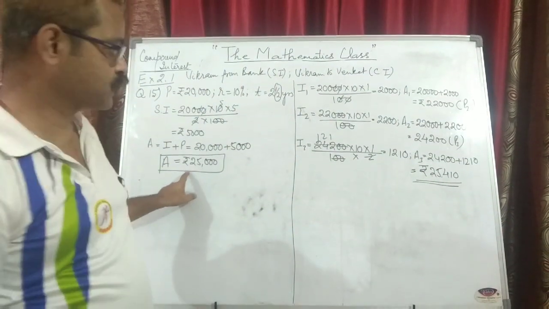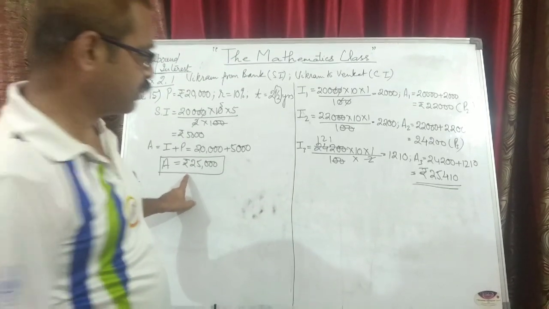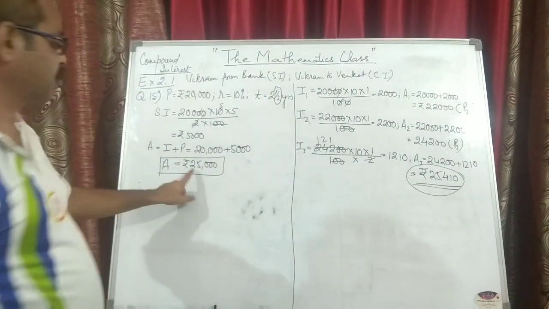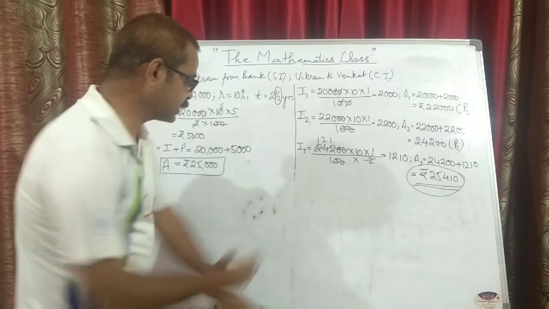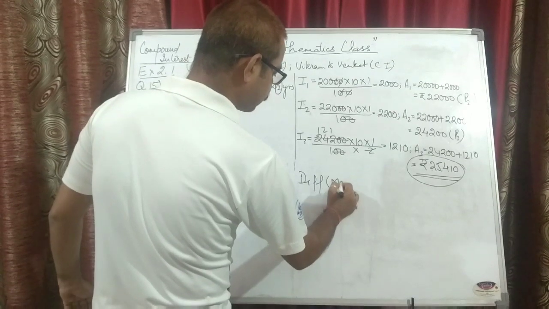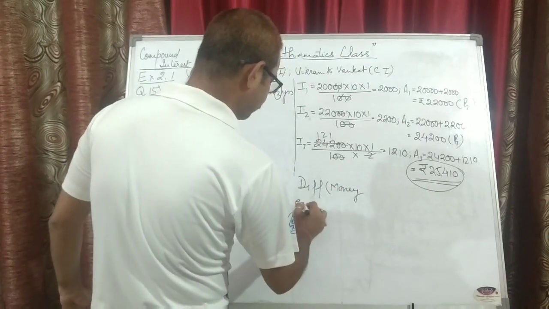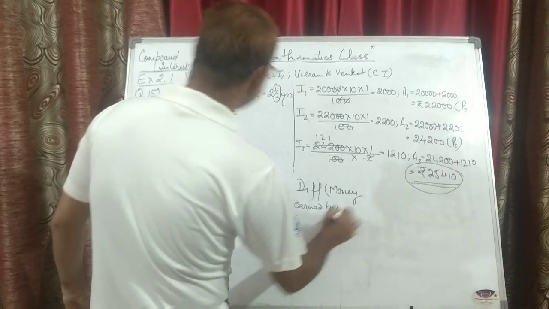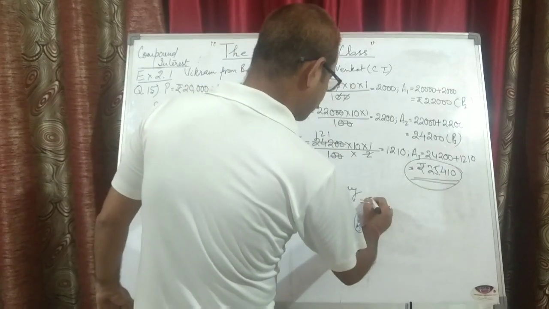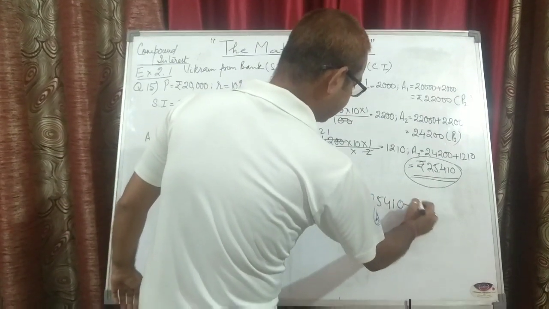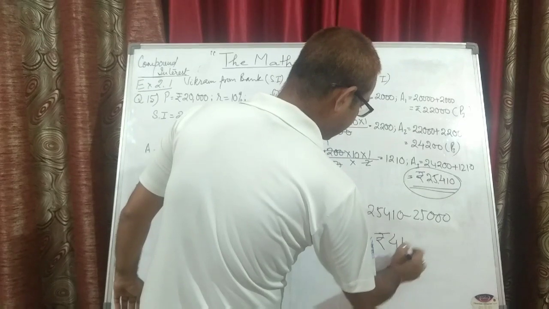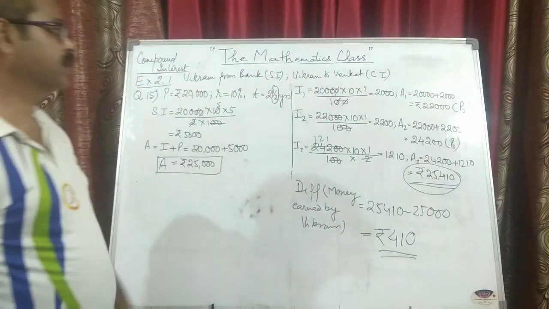And how much does he have to pay the bank? 25,000. It means you can see that he is earning more from Venkat, whereas he has to pay only 25,000 to the bank. So what is the difference between the two? The money earned by Vikram is 25,410 minus 25,000. So he is earning 410 rupees without doing any work.